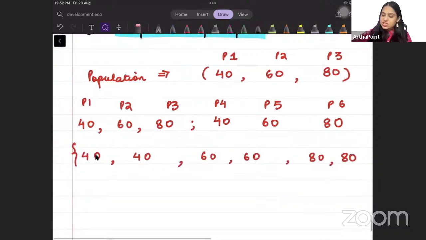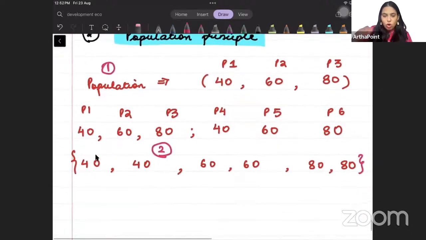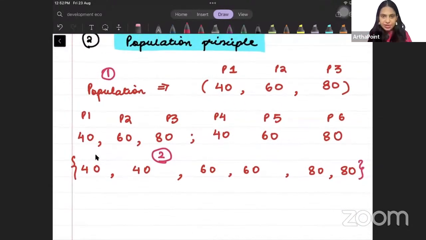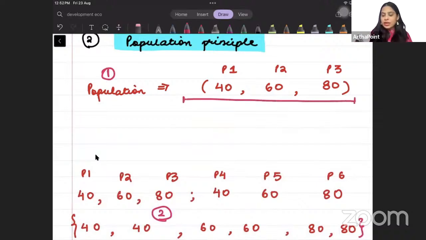Okay, just try to find out the percentage. But this is population number 1. This is the second kind of population जिसमें हमने हर एक का एक और कॉपी क्रिएट कर दिया और उसका इनकम भी कॉपी कर दिया है. Now just try to see here that when we talk about the first population in terms of percentage, how many people are earning 40 rupees? कितने percent लोग 40 earn कर रहे हैं?